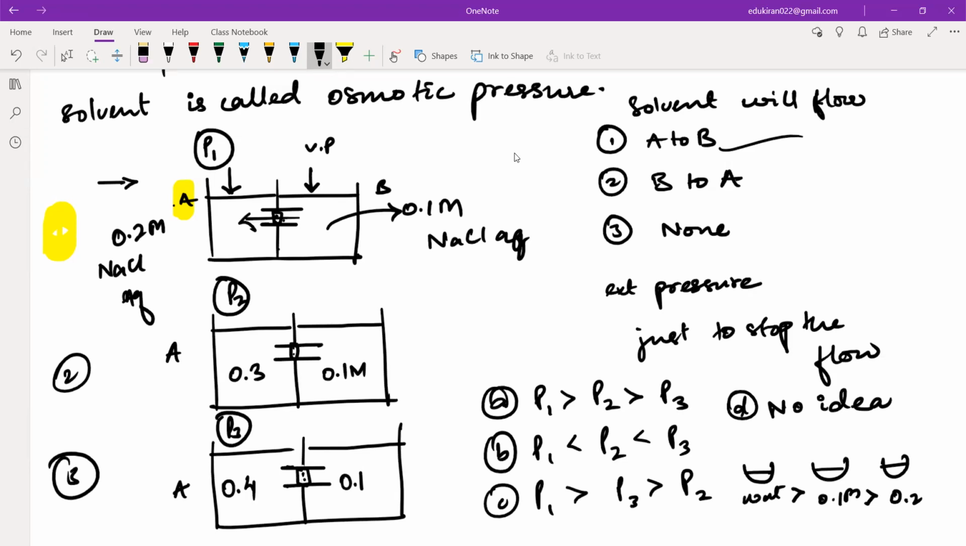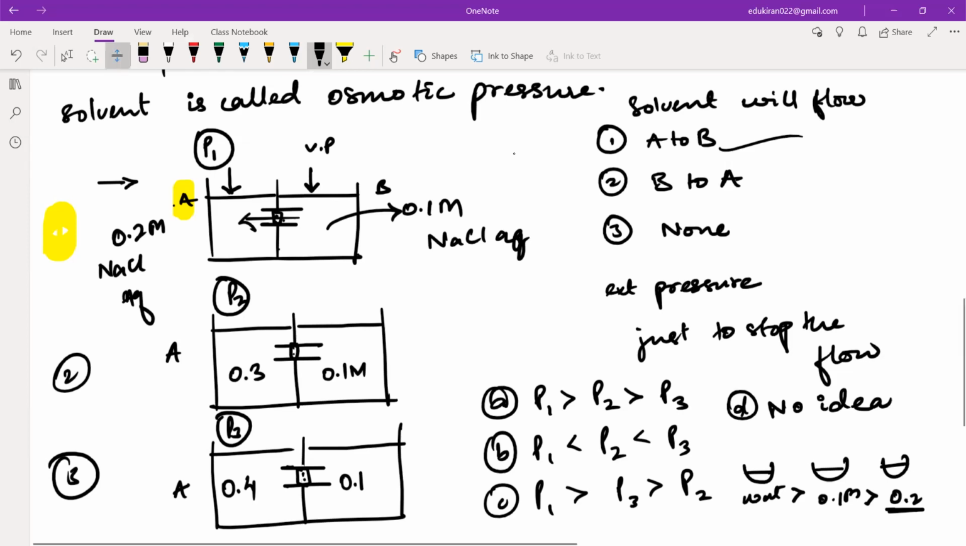Rifat, Hanifa, Zaid, all of you understood? And we can say that 0.2 molar will have the least vapor pressure because there will be plenty of molecules of solute occupying the spaces on the surface, and they will be hindering the vaporization. If vaporization is not happening, no vapor pressure will be there.